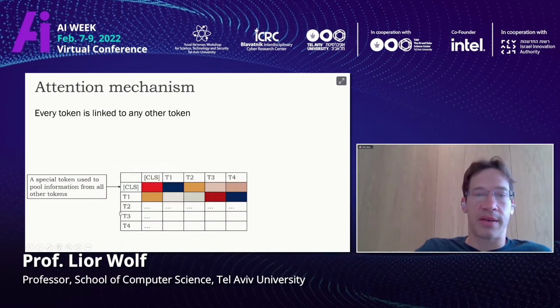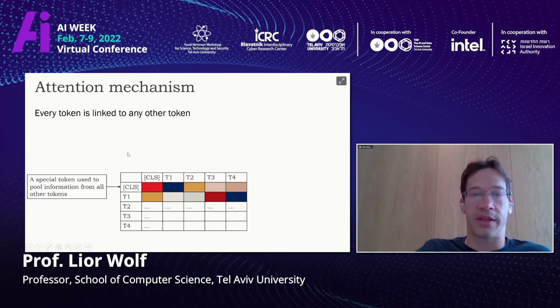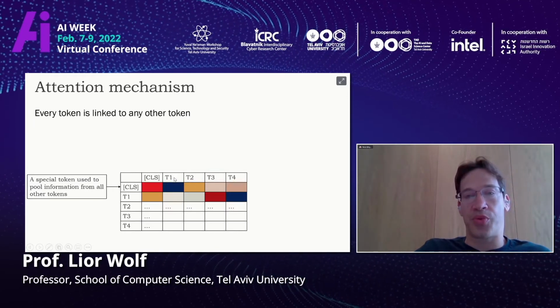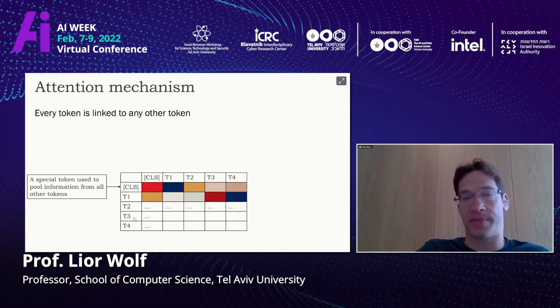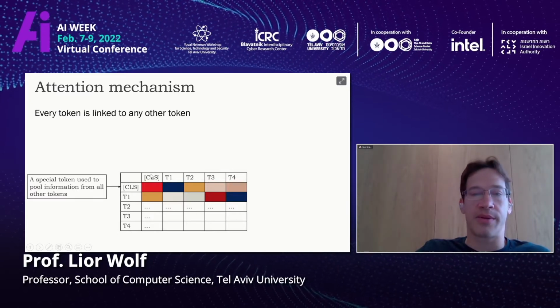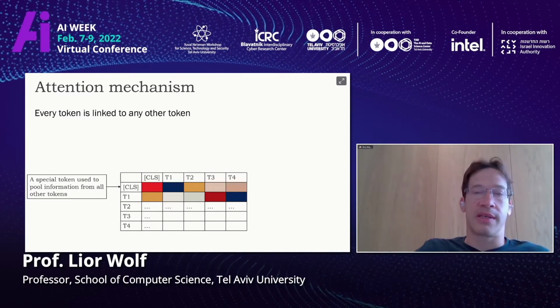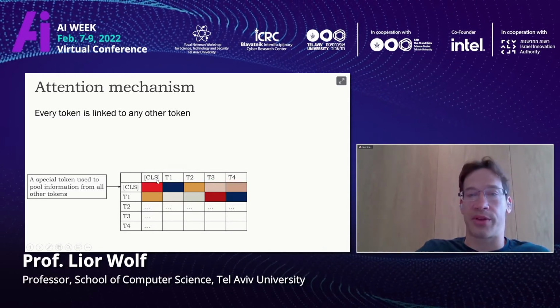So the main characteristic of transformer is having an attention map. Each one of the tokens attends to each of the other tokens. And there's a special token called CLS. This is the most important token since we extract the classification from this specific token.